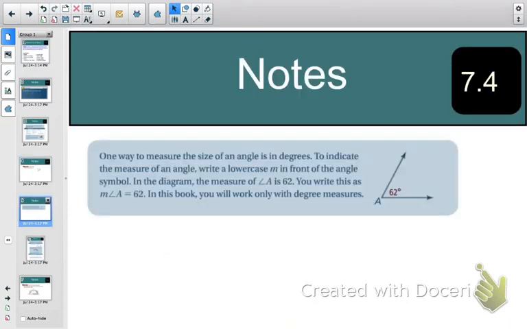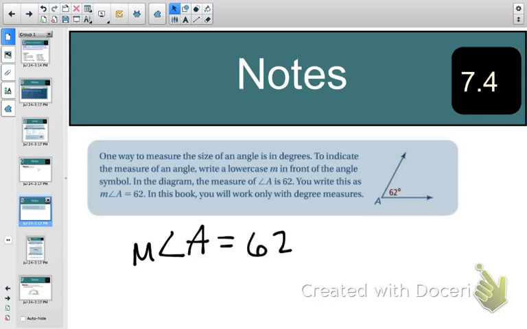Okay, next. One way to measure the size of an angle is in degrees. To indicate the measure of an angle, write a lowercase m in front of the angle symbol. So in the diagram, the measure of angle A is 62. So you write m, that stands for measure of angle A, equals 62.